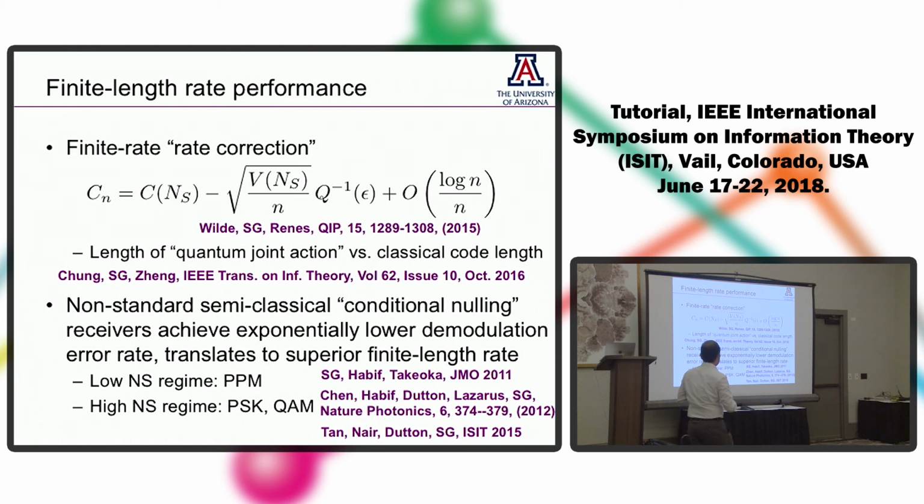And as I said, the semi-classical conditional nulling receivers don't work. They don't get you to the Holevo capacity. But these receivers give you a better error exponent, from e to the minus n over 2 for heterodyne to e to the 2n. We saw all these examples of Kennedy-like receivers that give you this better error exponent. Clearly, they don't get you the capacity, but what they do is get you a better error exponent, meaning a better dispersion or finite length performance.